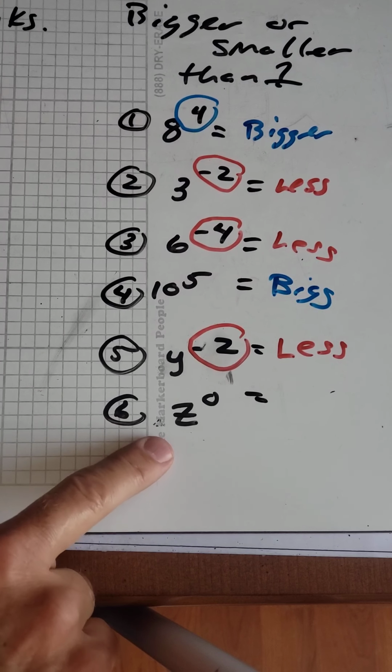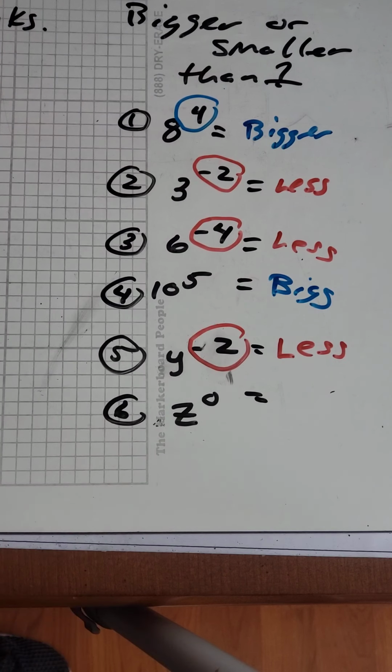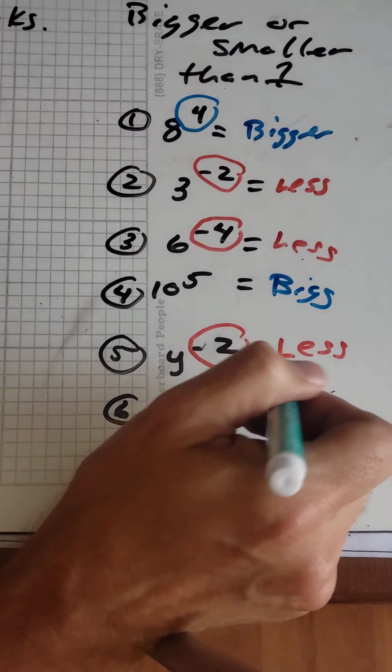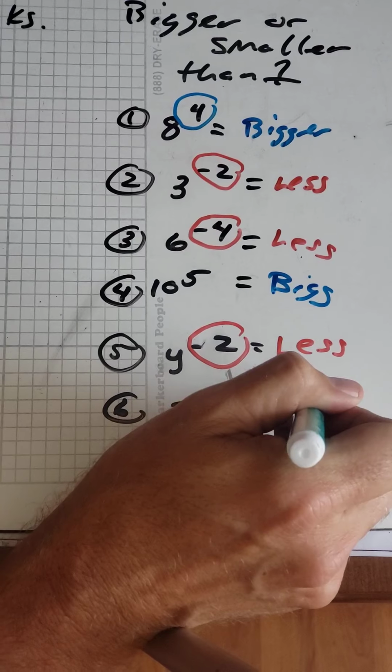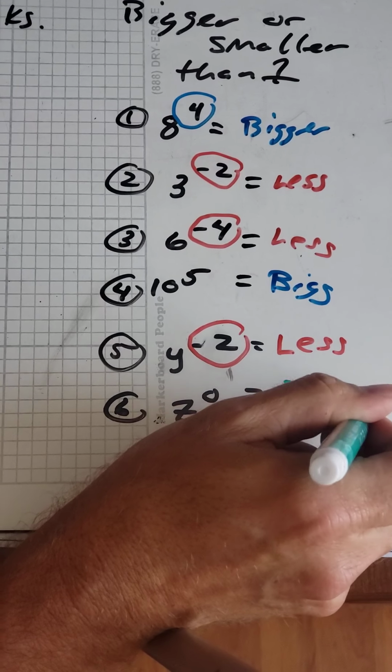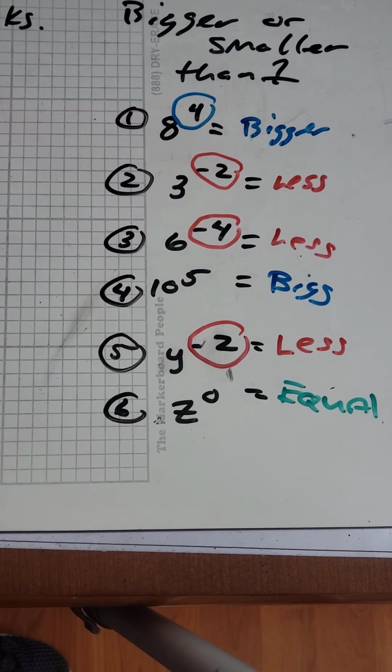And then the bottom one down here is z to the 0. Well, is z to the 0 bigger or less than 1? It's neither because it's equal to 1. All right, because anything to the 0 power is equal to 1. Okay, perfect.